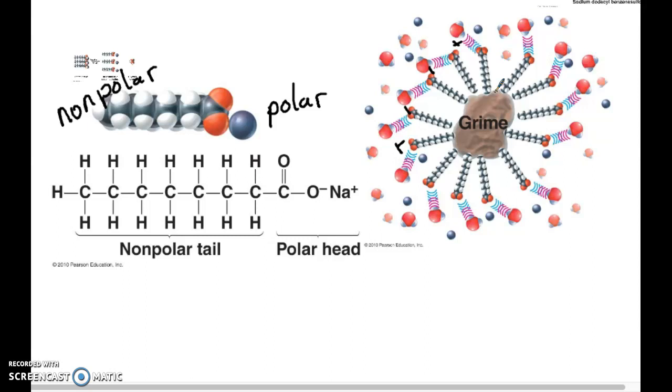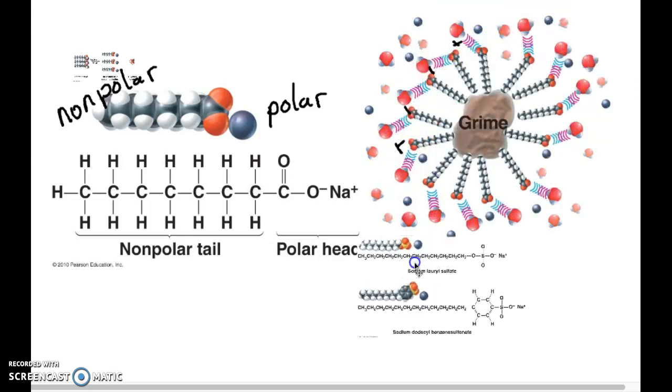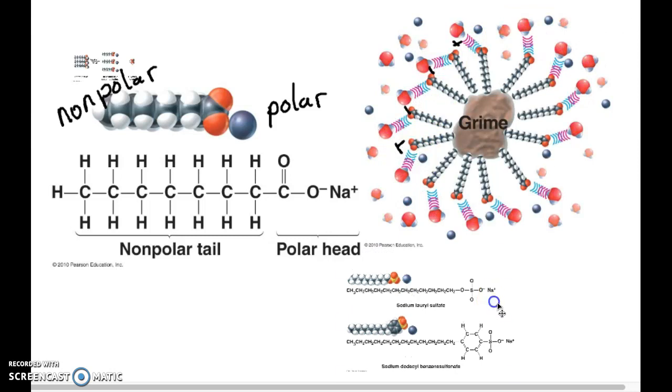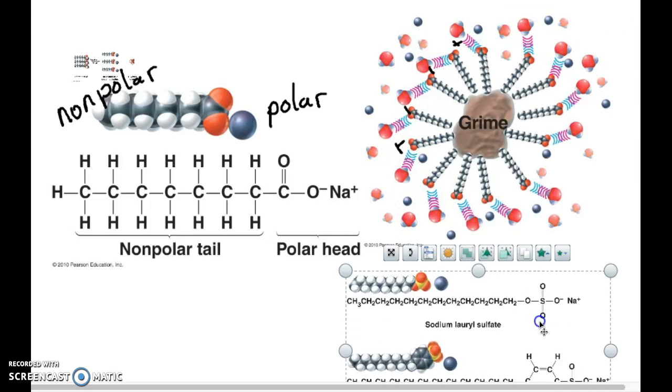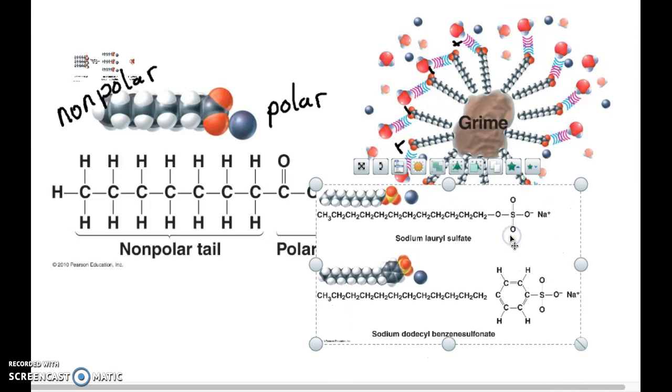At one time, a lot of them were made with a phosphate group. You may hear about phosphate detergents. Okay, here's a couple of formulas. Here's their chain, but basically, this one has a sulfur there. This is sodium lauryl sulfate.